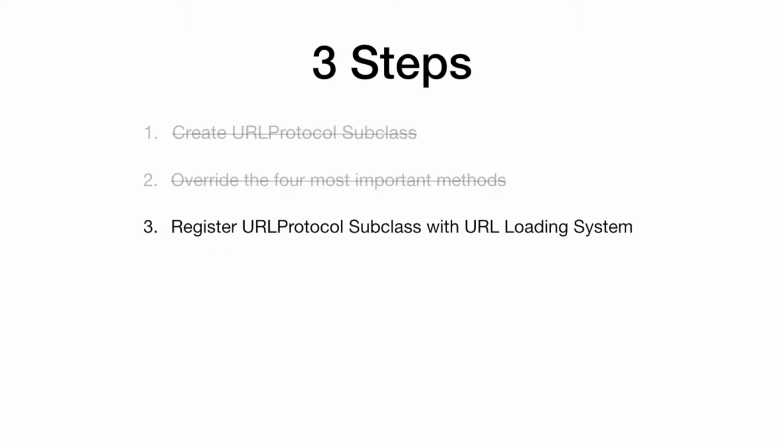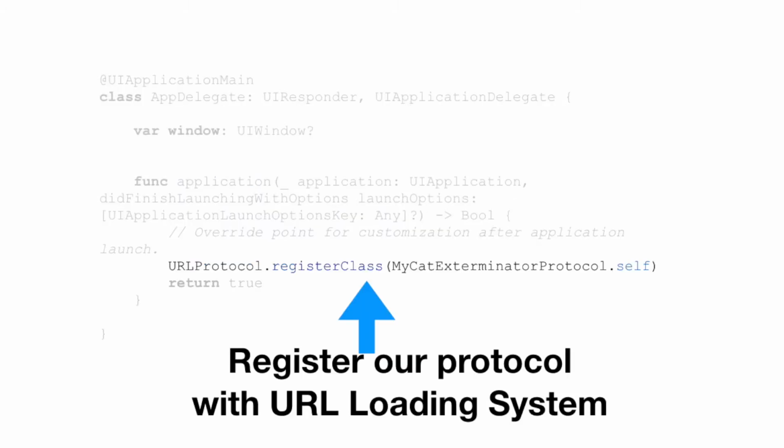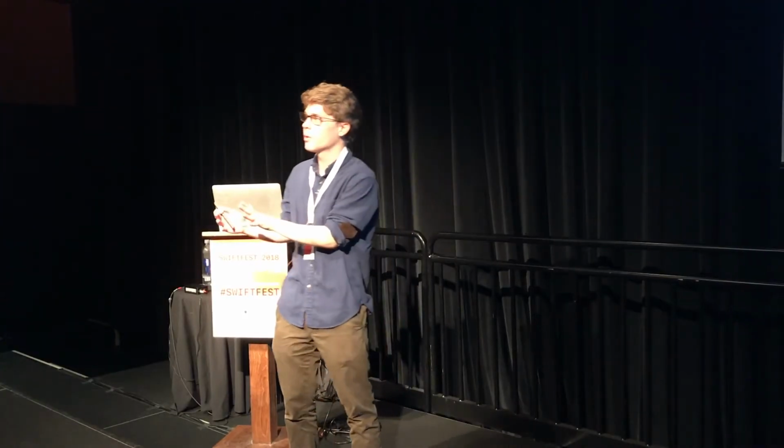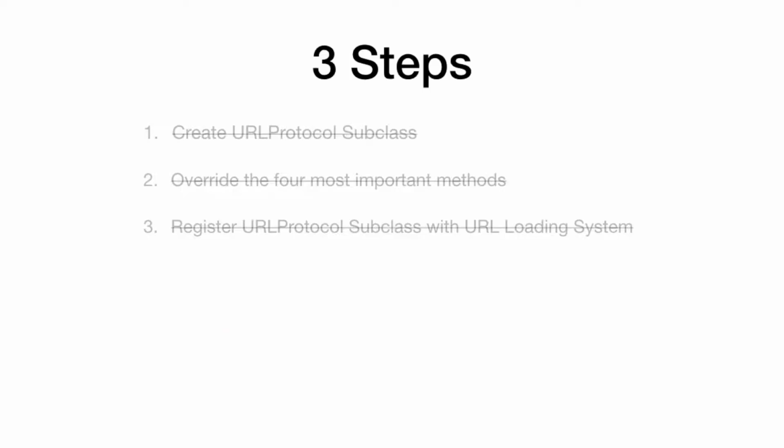And the third and final step, in our app delegate, we just add URLProtocol.registerClass and we pass the name of our protocol. And that tells the system that we have a custom protocol that is available to use. And so if we don't have that registered in the app delegate, canInit will never be called, right? So you need to make sure that you tell the system that we're here, we have a protocol to use. So those are the three steps.